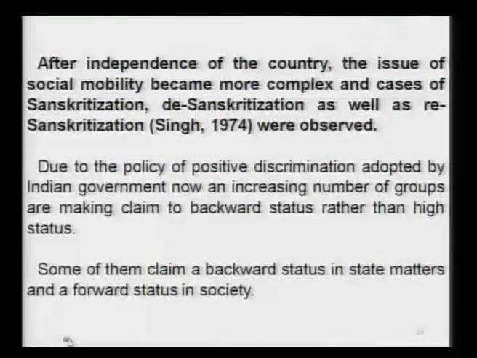Now, after independence of the country, the issue of social mobility became more complex and cases of Sanskritization, desanskritization as well as re-Sanskritization were observed.